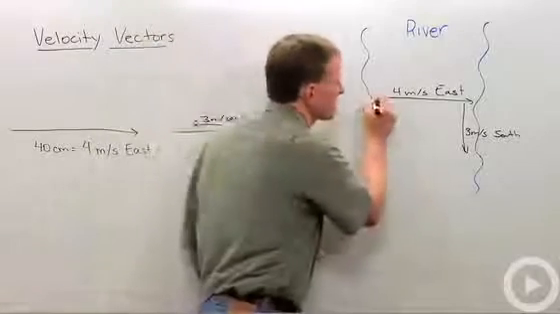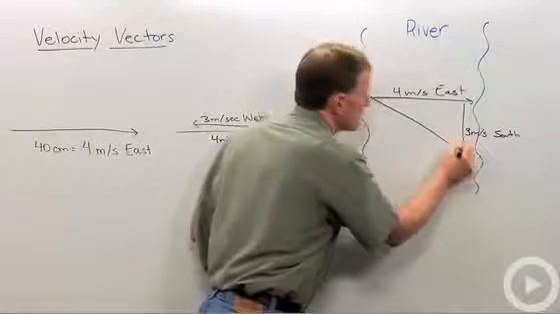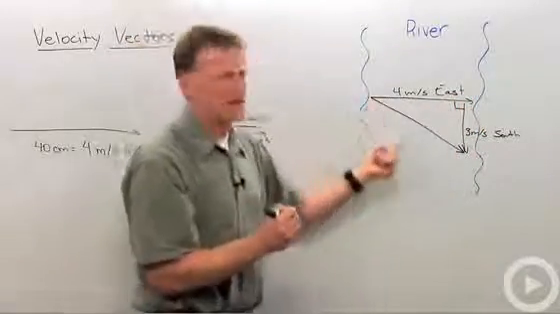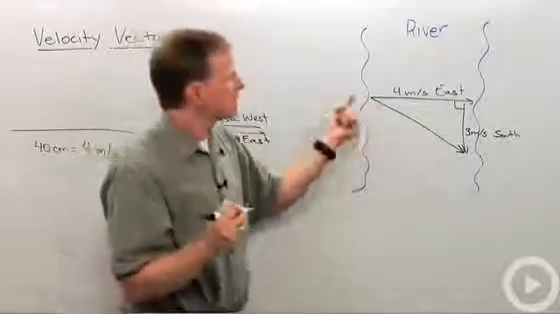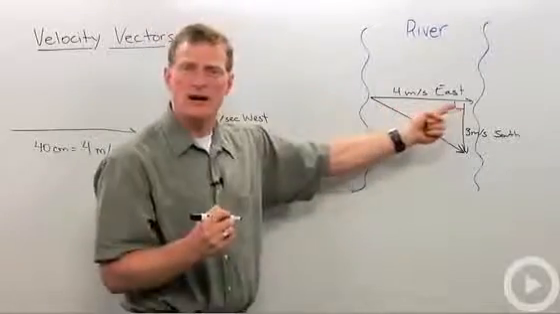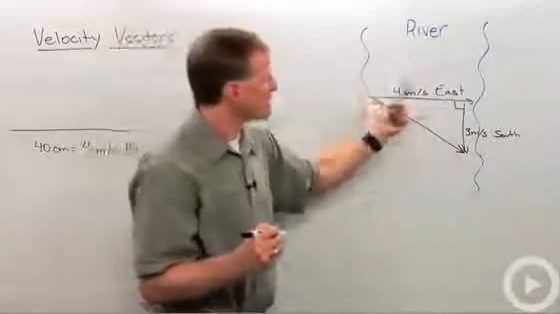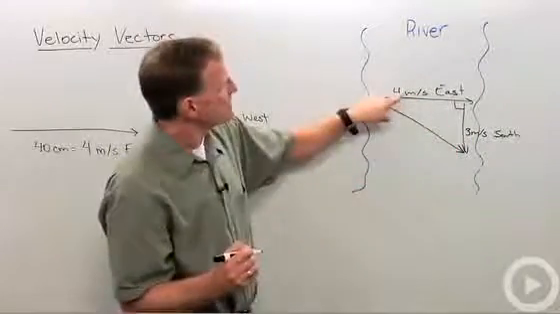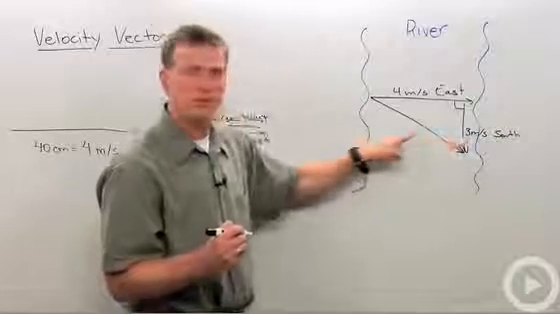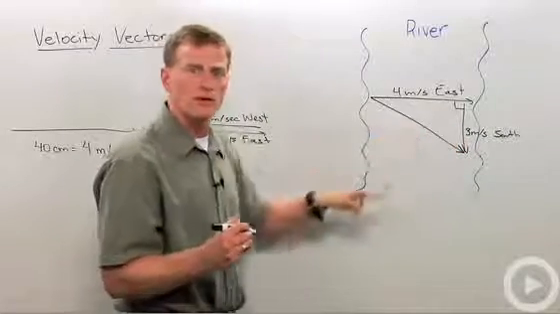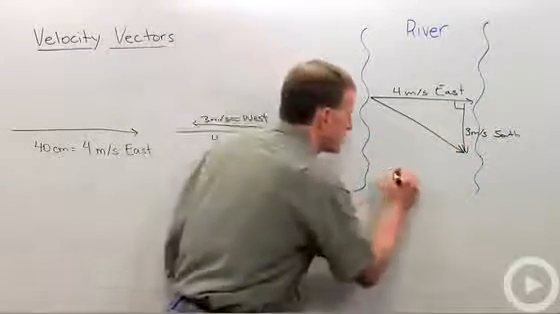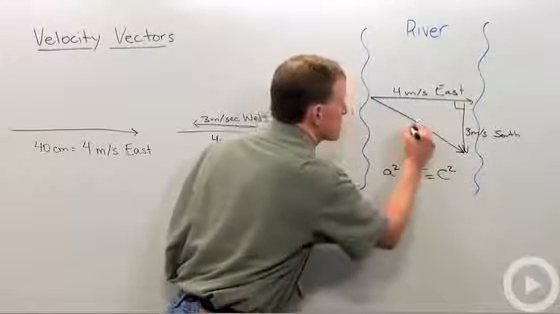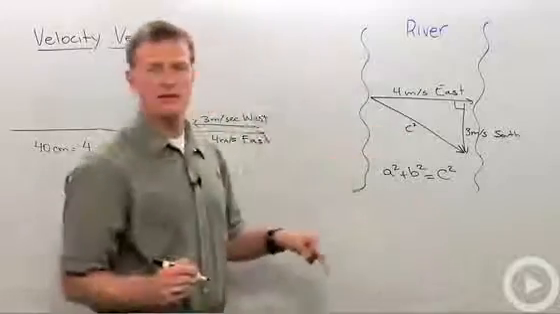So when I connect my two vectors, I make a triangle. Now to calculate this velocity, I've got to do a little math. Since I have a right triangle, I can look at these values. I've got this value and this value. If I have this value squared and this value squared, it's going to equal this value squared. So let's write that formula: a squared plus b squared equals c squared. And c is the value I want to find.